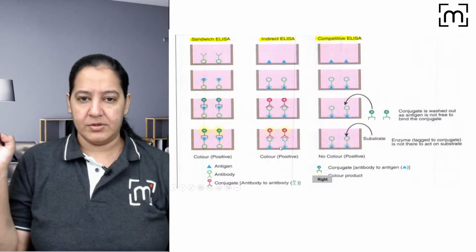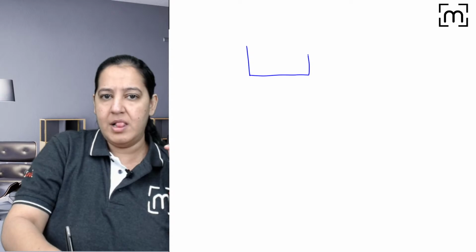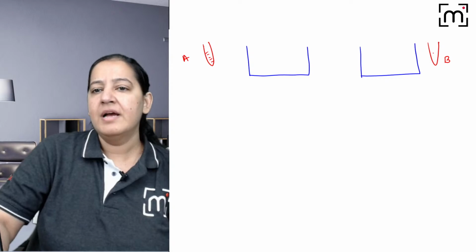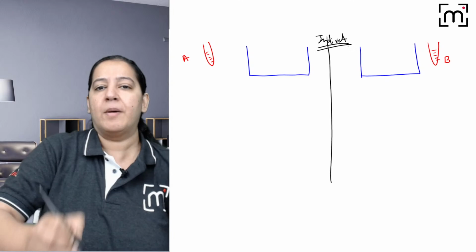Right. Now see. Okay, so we will draw it again. The same two samples, one positive, one negative. Imagine this is a well. This is also a well. I'm having two samples with me. This is patient A and this is patient B. You can see here also I'm having a sample, here also I'm having a sample. I want to test the antibody in both of them for HIV or for anything. So I'm going to apply the four steps of indirect ELISA in both of them.